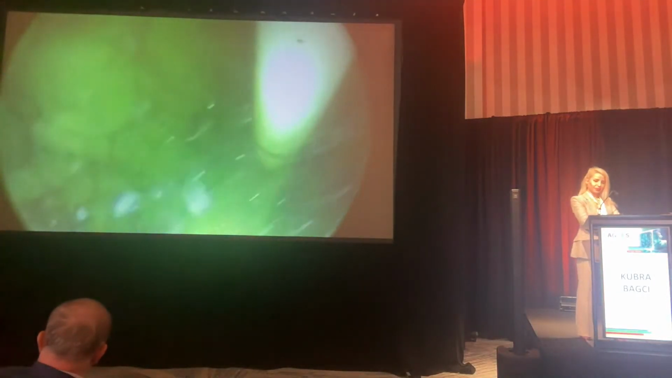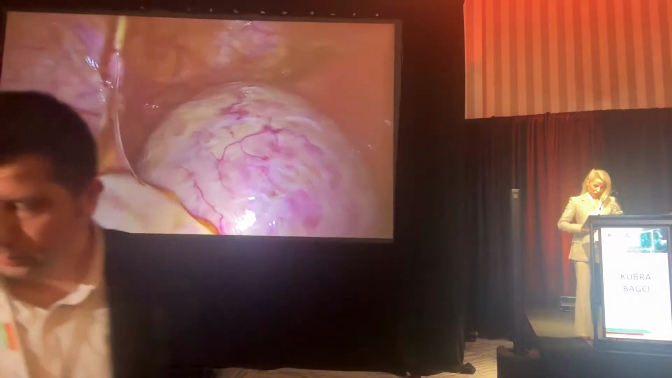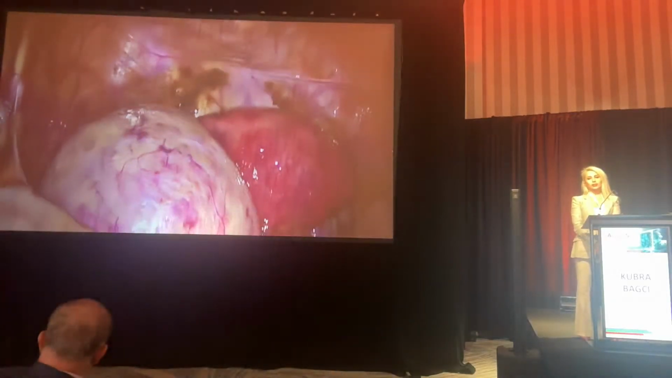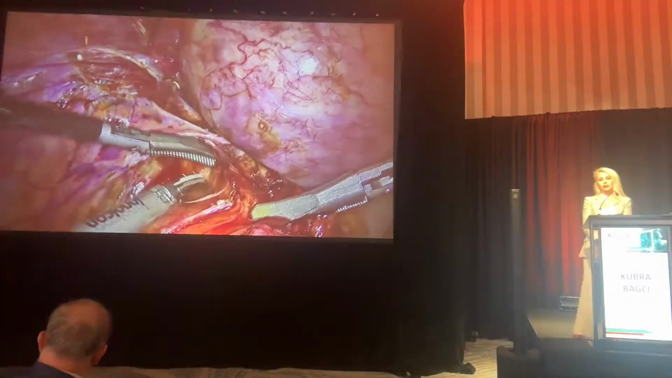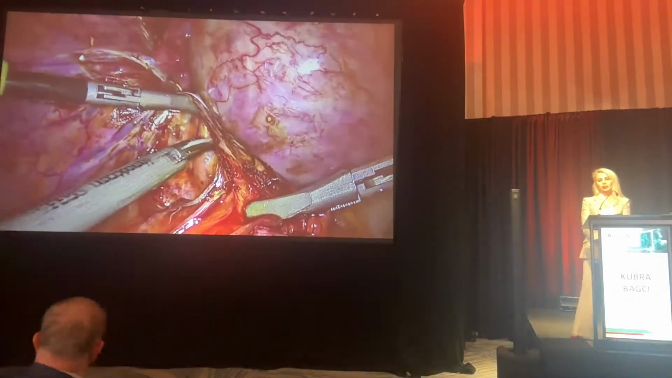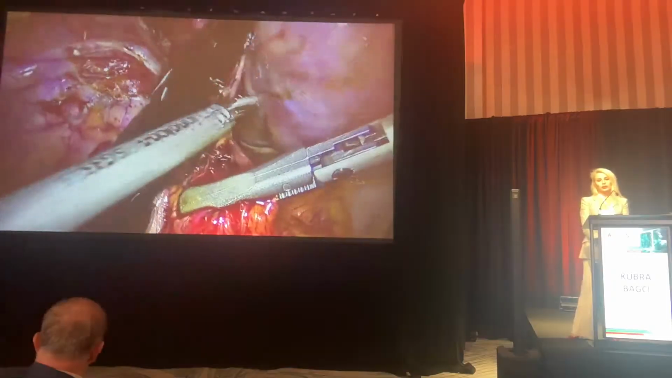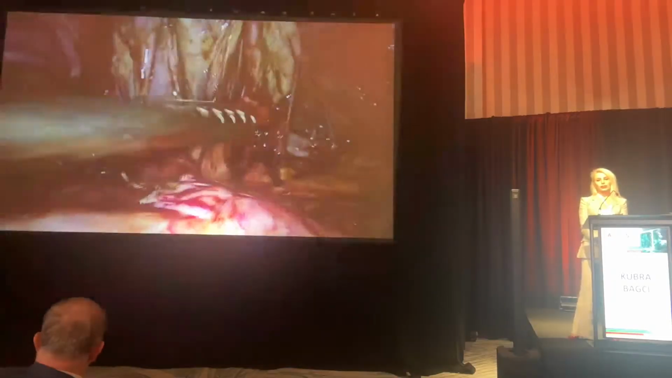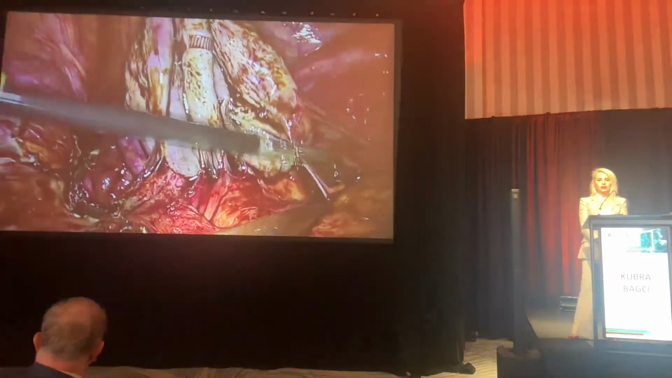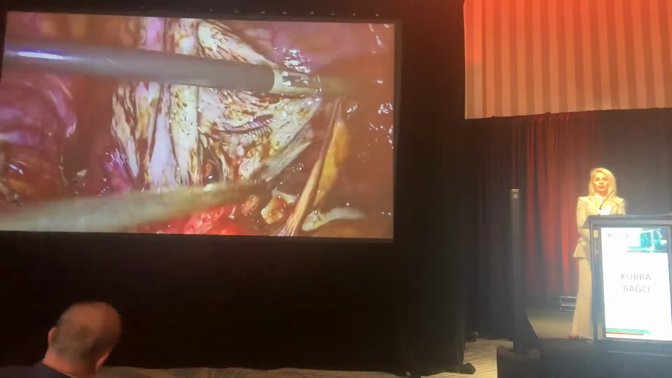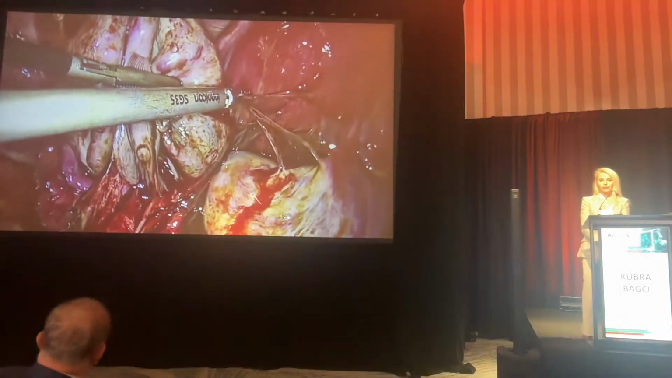Following cystoscopy, laparoscope entry was performed. A 7-centimeter endometrioma was observed in the left ovary, and a 4-centimeter endometrioma was noted on the right. Dissection was initiated from the left pelvic side wall. During dissection, rupture of the endometrioma occurred. While aspirating the cyst content, adhesions between the ovary and the pelvic side wall were released.